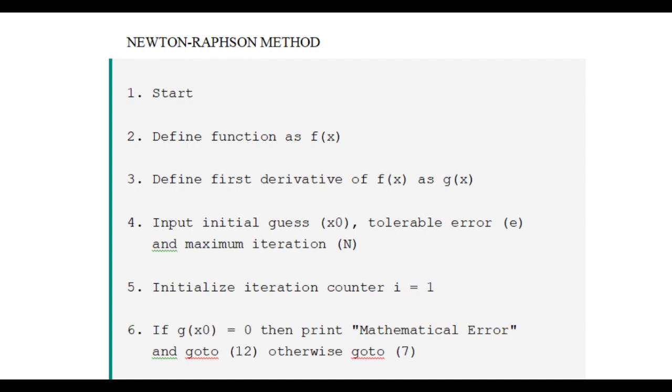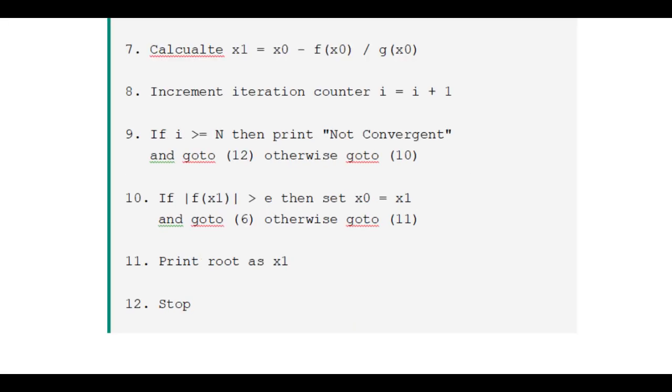After that, input the initial guess x0, tolerable error e, and maximum iterations n. Then initialize the iteration counter I equals 1. If g of x0 equals 0, then print mathematical error and go to step 12. Otherwise, go to step 7, which is to calculate x1 equals x0 minus f of x0 divided by g of x0. Increment the iteration counter I equals I plus 1.